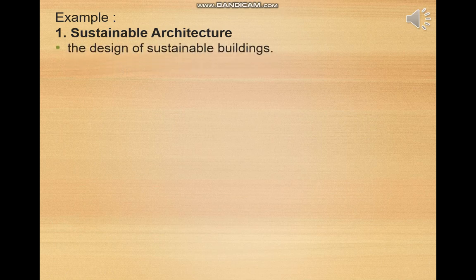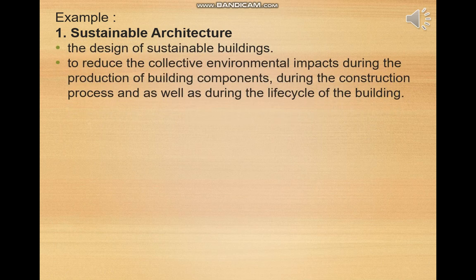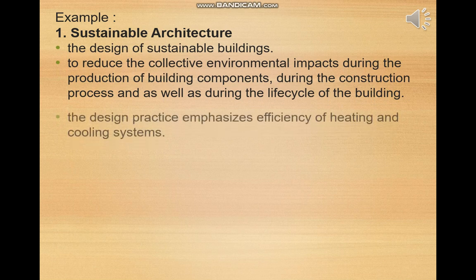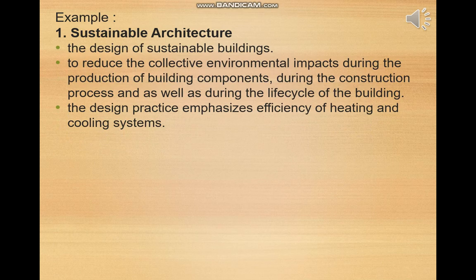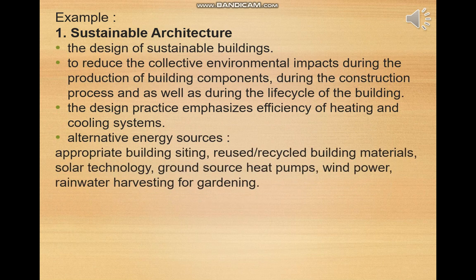Example 1. Sustainable architecture. The design of sustainable buildings, to reduce the collective environmental impacts during the production of building components, during the construction process and as well as during the life cycle of the building. The design practice emphasizes efficiency of heating and cooling systems, alternative energy sources, appropriate building siting, reused and recycled building materials, solar technology, ground source heat pumps, wind power, and rainwater harvesting for gardening.